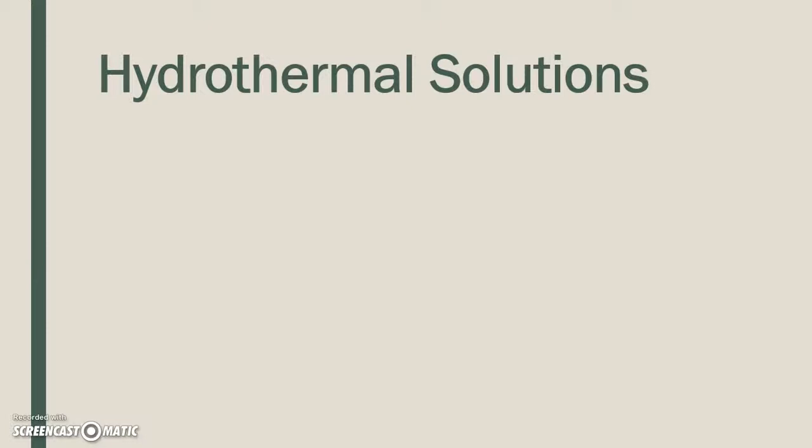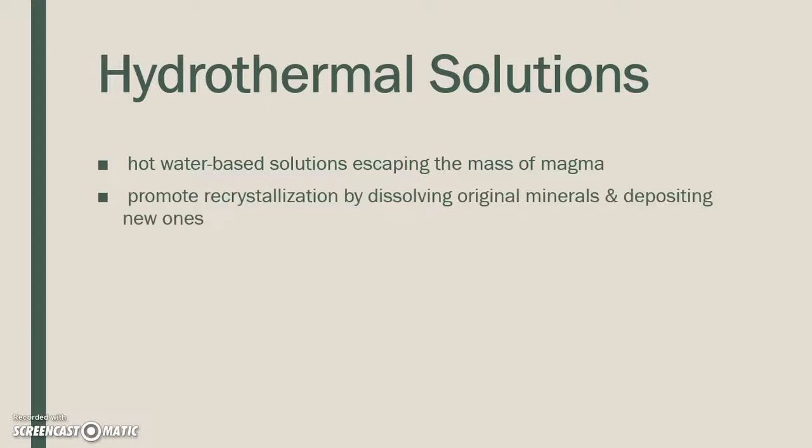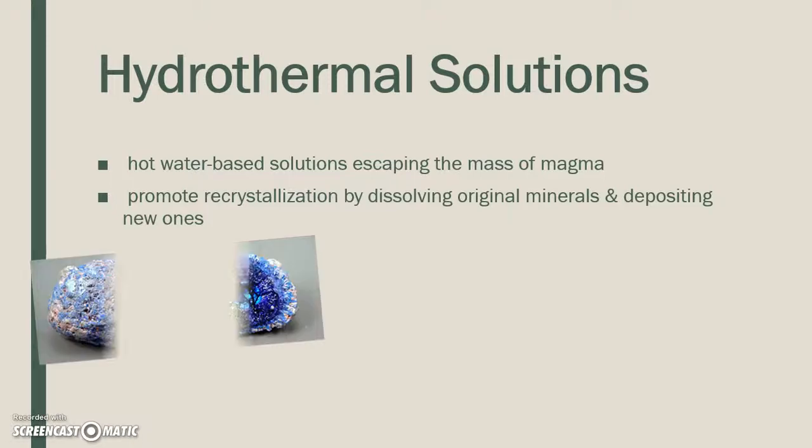Hydrothermal solutions is another way that we can have metamorphic rocks form. They're based off of hot water. That's what hydrothermal is. Hydro is the water portion, thermal is the heat. And it escapes a mass of magma and then solidifies. So recrystallization is occurring here, and you're dissolving the original minerals and then you're depositing or creating new ones.